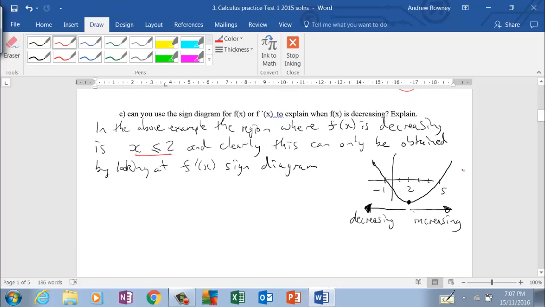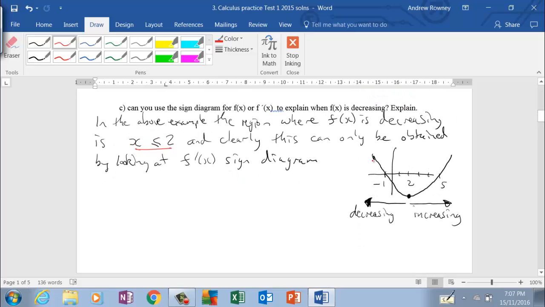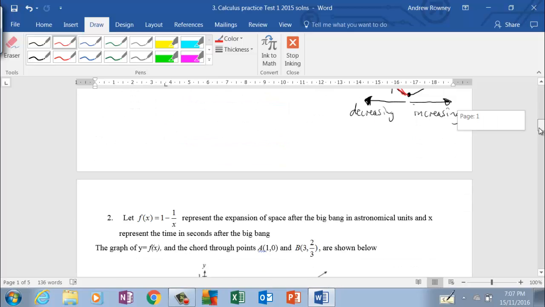It's got a picture here of f of x, just explaining why it's decreasing. We can see it's coming down here, and that's the decreasing part. So when x is less than 2, it is decreasing. After that, it starts increasing. But we got that from the f dash sign diagram. We didn't have to interpret it in terms of its function graph.